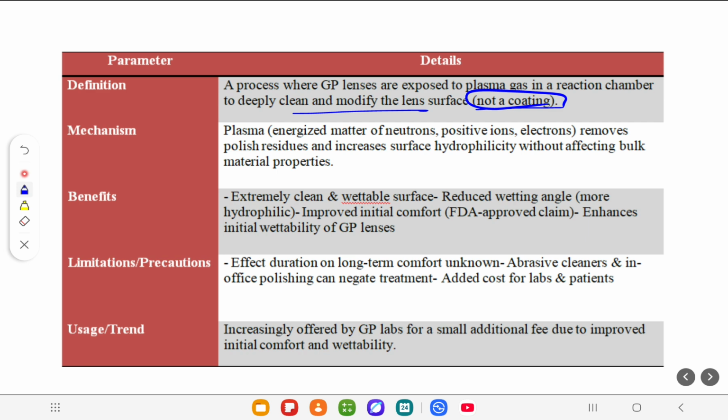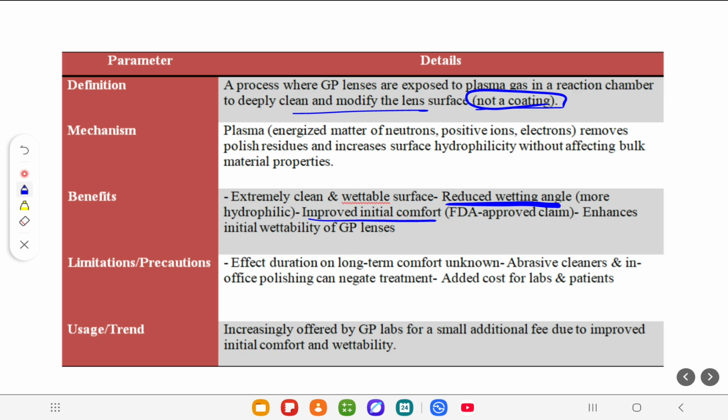So the benefit is an extremely clean and wettable surface and reduced wetting angle. Yes, definitely, reducing wetting angle means being more hydrophilic, isn't it? So if it's more hydrophilic, the initial comfort of the contact lens will definitely improve. Yes, and it enhances the initial wettability of the GP contact lens. But there are limitations, so we must be cautious.